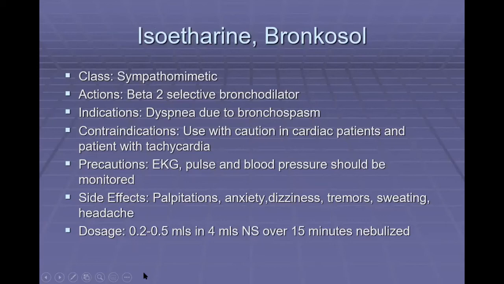So isoetharine or Bronkosol is also a sympathomimetic. It is a beta-2 selective bronchodilator. It is indicated for dyspnea due to bronchospasm. Please use caution in cardiac patients and patients with tachycardia. So precautions, make sure we have our EKG done. We're monitoring the pulse and blood pressure. Side effects are going to be very similar. Palpitations, anxiety, dizziness, tremors, sweating, and headache. And the dose for these are going to be 0.2 to 0.5 and 4 milliliters of normal saline over 15 minutes nebulized.